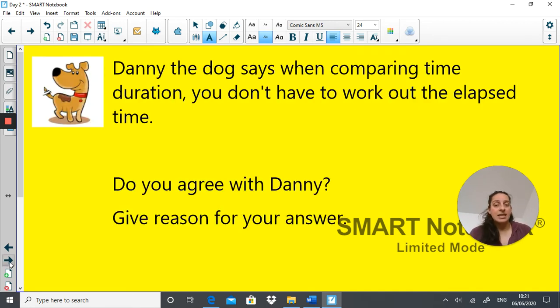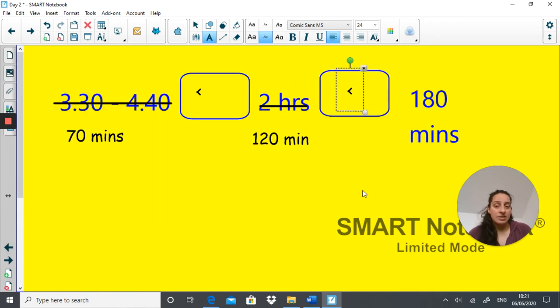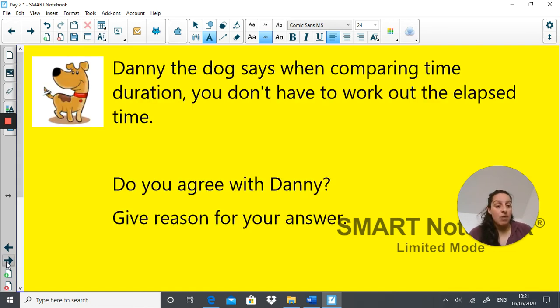Danny, here he is. Danny the dog says when comparing time duration, you don't have to work out the elapsed time. Now, do you agree with Danny and give reasons for your answer? So, for example, what Danny is saying is, like in this example that we just covered, that if you wanted to compare these times, you would not have to work out what the elapsed time here was. That's what he's saying. So do you agree with him? Do you not agree with him? Remember, write your answer down in full sentences. I agree with Danny because, or I disagree with Danny because.